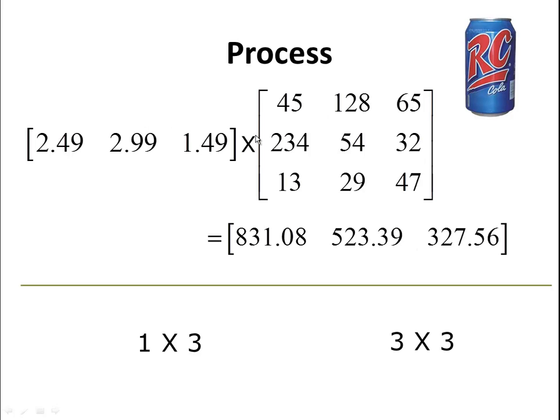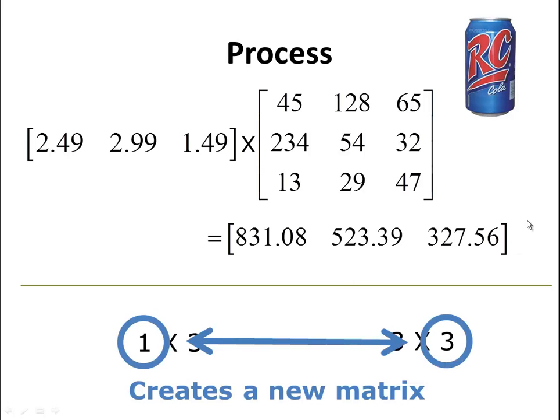And then once again, you multiply, pair up the numbers, multiply, and you get this third number here. Now, one other thing I want to bring your attention to: the dimensions of the two matrices. We start with a 1 by 3, multiply it by a 3 by 3, and notice what we end up with as our result. We create a new matrix, and it's the numbers on the outside.